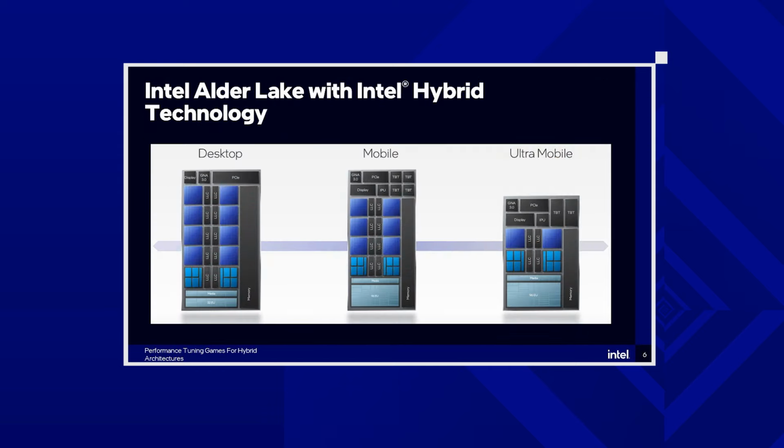Here's an example of three of the SKUs. We have desktop, mobile, and ultra mobile. You can see the desktop has 8 P cores and 8 E cores. The mobile has 6 P cores and 8 E cores, and the ultra mobile has 2 P cores and 8 E cores. Each SKU uses the same core architectures. The difference is the number of performance and efficiency cores contained in each package. Developers should be aware of the asymmetric topologies related with Alder Lake and design your thread scheduling algorithms to be as adaptable as possible to achieve the greatest total available market for your product.